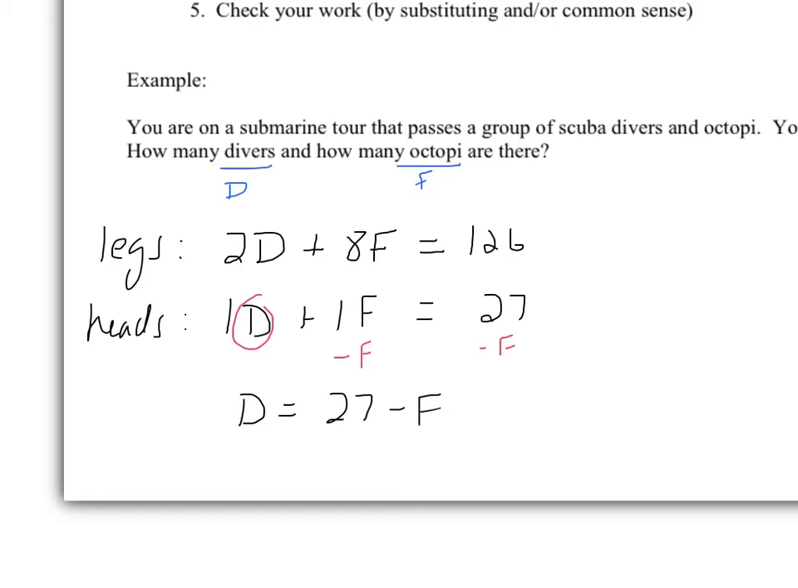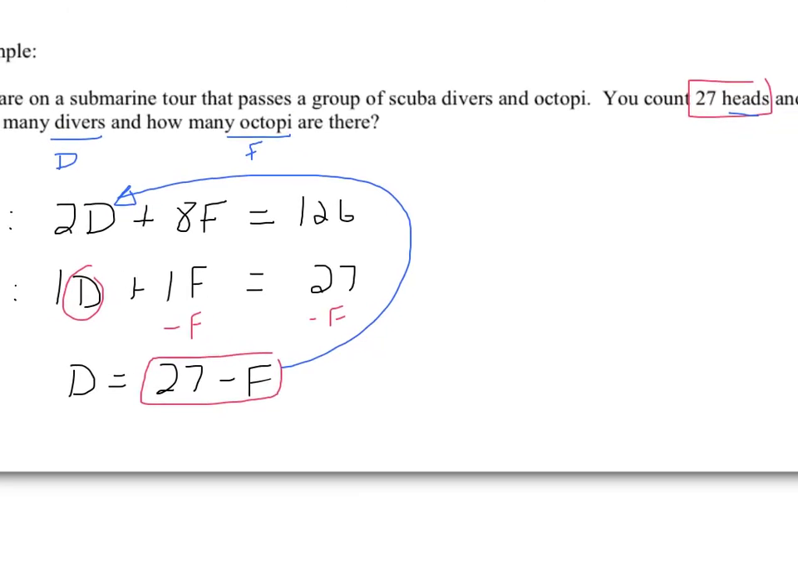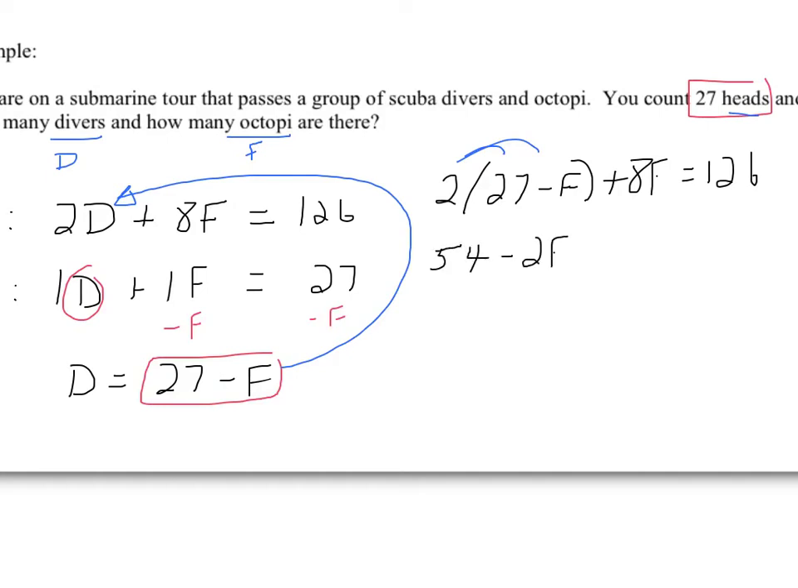Now, one of the equations is now solved for a variable. So I take that D, and I'm going to plug it into the other equation, and I will get 2 times, now D is substituted for 27 minus F, plus 8F equals 126. We have some distributing to do, which will give us 54 minus 2F, and we have plus 8F equals 126.